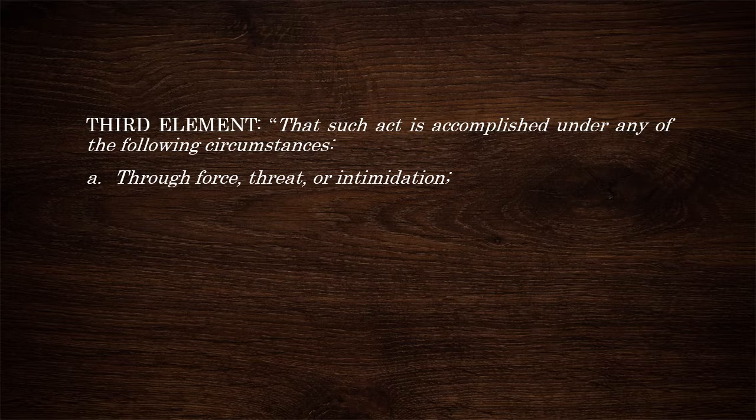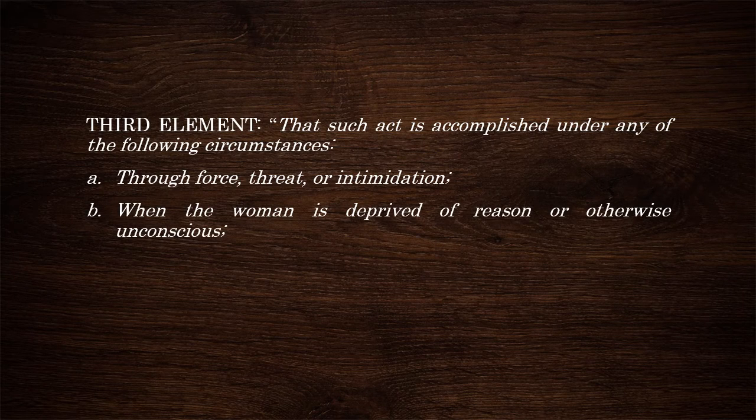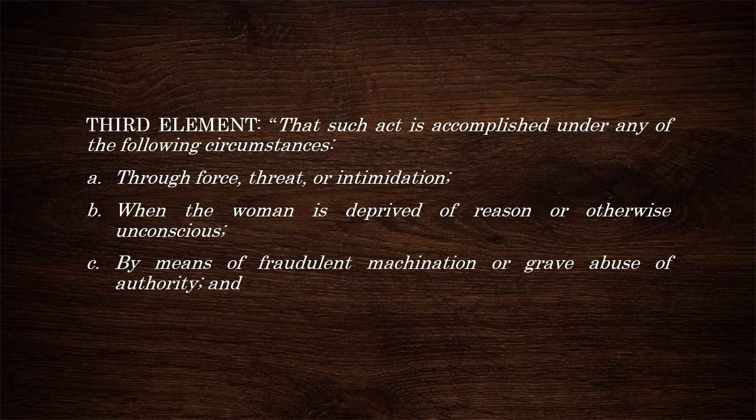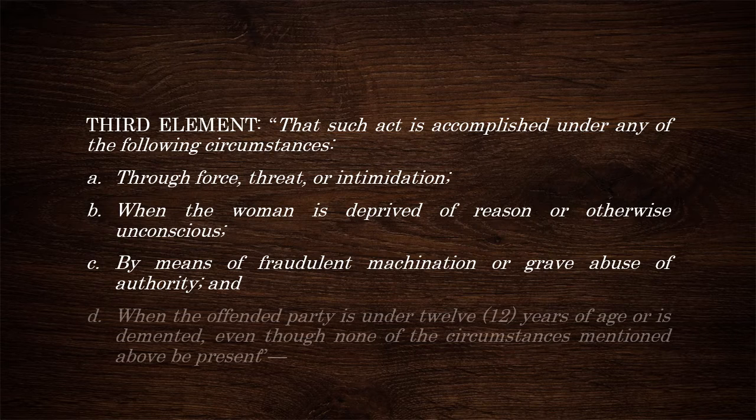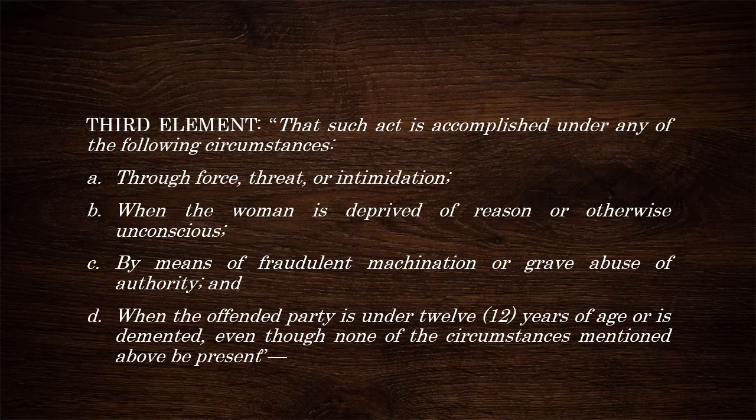Letter A, through force, threat, or intimidation. Letter B, when the woman is deprived of reason or otherwise unconscious. Letter C, by means of fraudulent machination or grave abuse of authority. And letter D, when the offended party is under 12 years of age or is demented, even though none of the circumstances mentioned above be present.